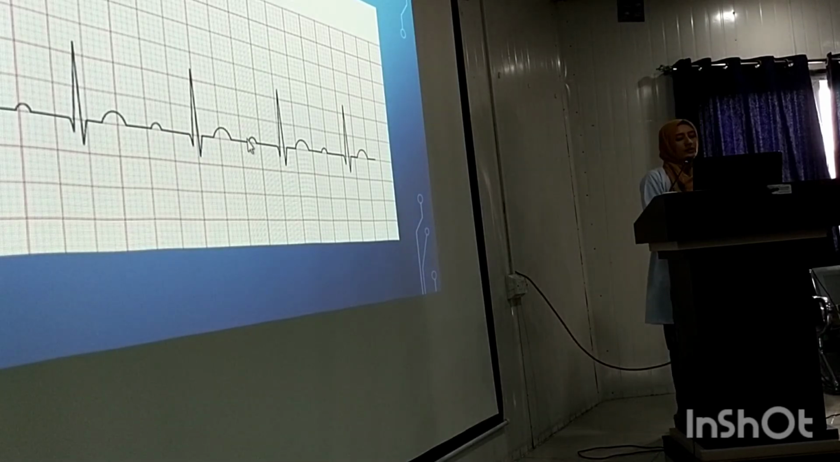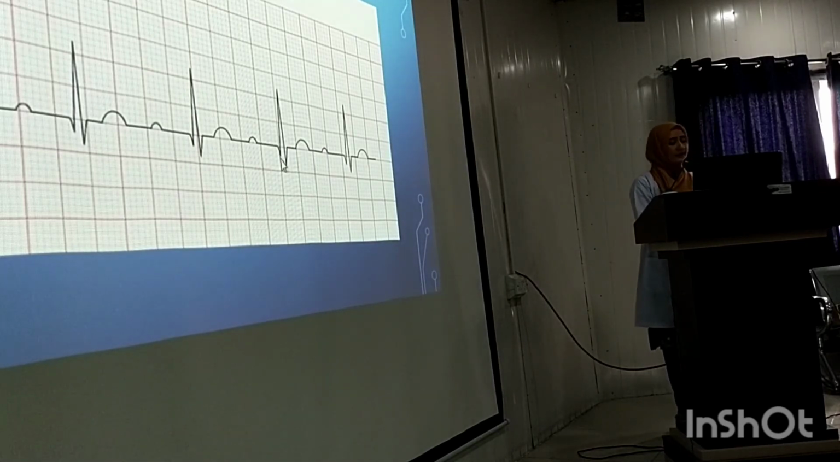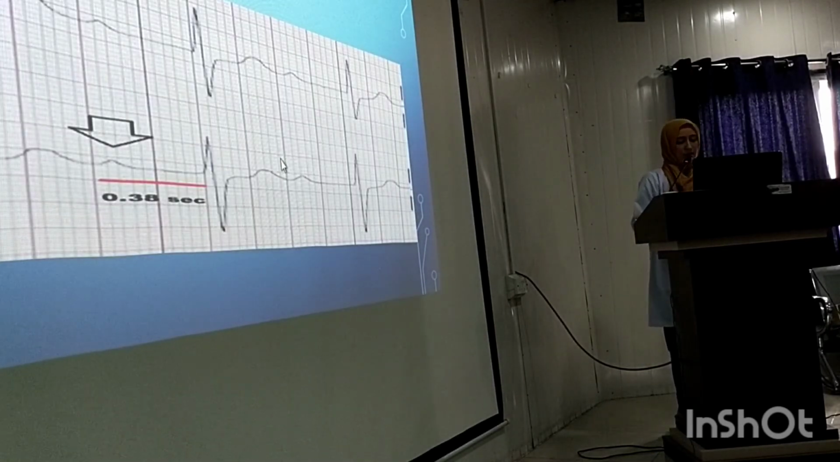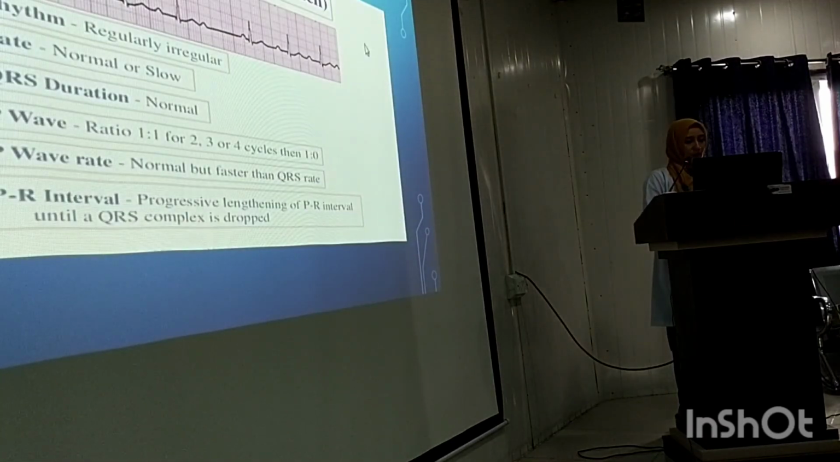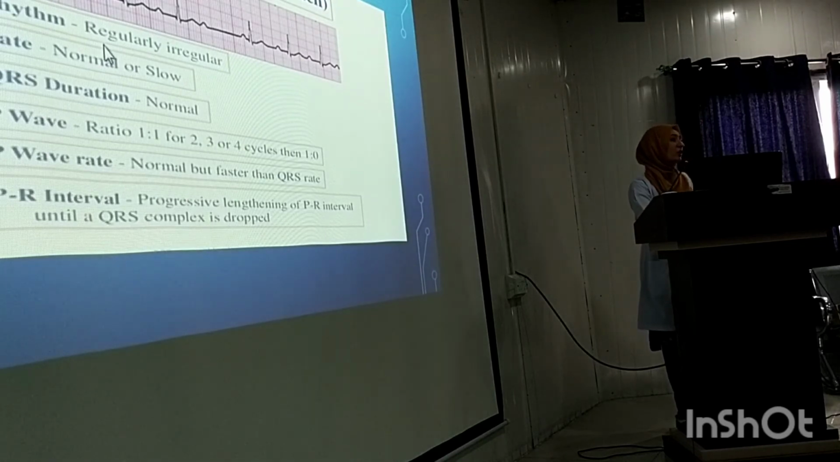So the distance between the P and QRS is increased and it's a constant difference. Now it's a first degree heart block. This is again an ECG of a first degree heart block. Now this is a second degree block type 1. So what happens in Wenckebach or second degree type 1 is there is progressive prolongation of the PR interval which is followed by a drop beat.